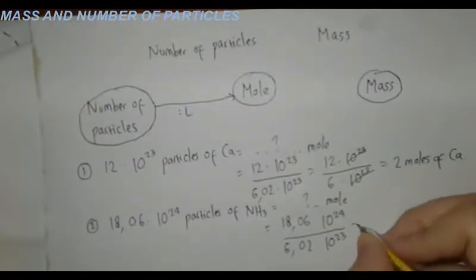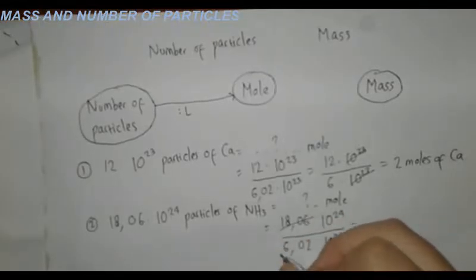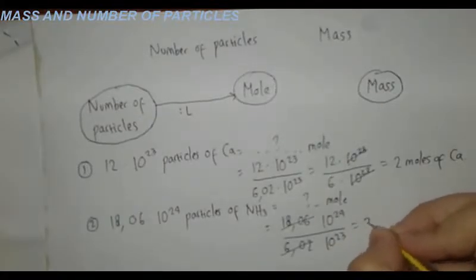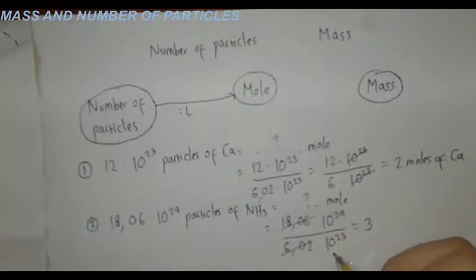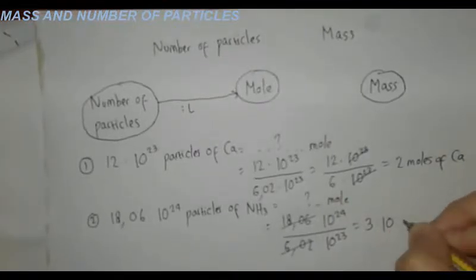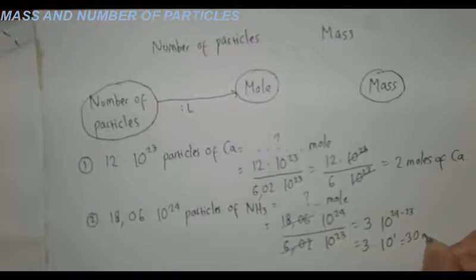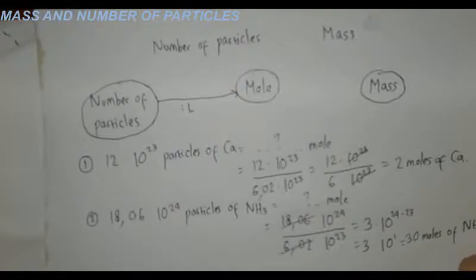Then we can divide it. 18.06 divided by 6.02, the result is 3. And this time 10 to the power of 24 divided by 10 to the power of 23 is 10 to the power of 24 minus 23. So it results in 3 multiplied by 10 to the power of 1, or 30 moles of nitrogen trihydrate.